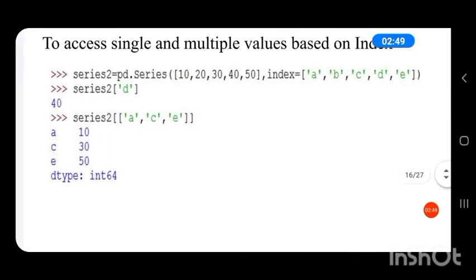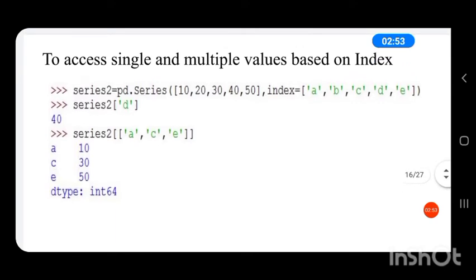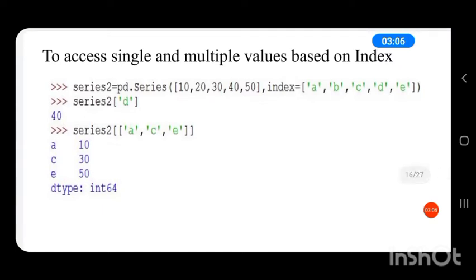So to access a single or multiple values based on index, we have to write the series name, then in square brackets we have to provide the index. If we want to retrieve multiple values, then the multiple indices have to be provided as a list inside the series.